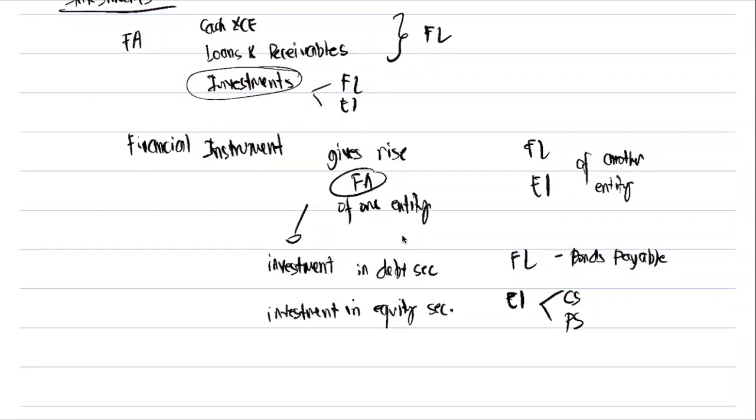So again, the financial asset in our financial instrument can either be investment in debt securities or investment in equity securities. The counterpart of your investment in debt securities is the financial liability, known as your bonds payable. And your investment in equity securities has as its counterpart the equity instrument in the form of a common stock or a preferred stock. Now, this investment in debt and investment in equity securities gives rise to our classification of investments.